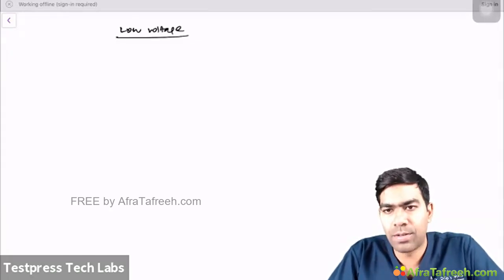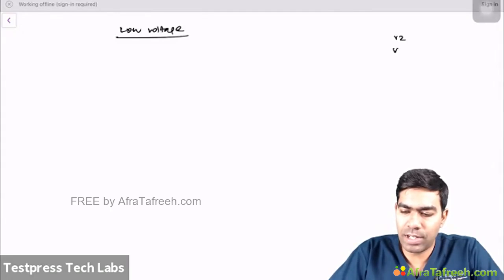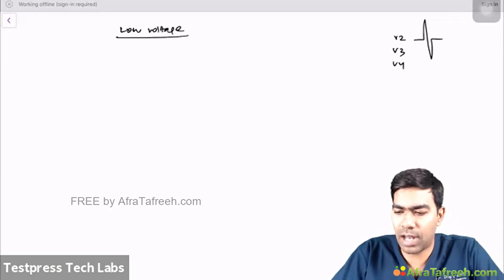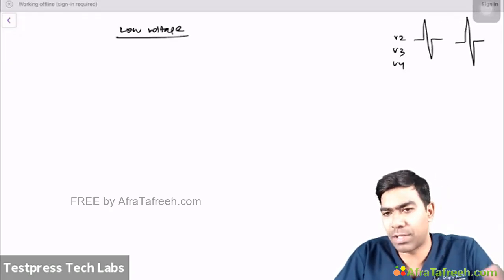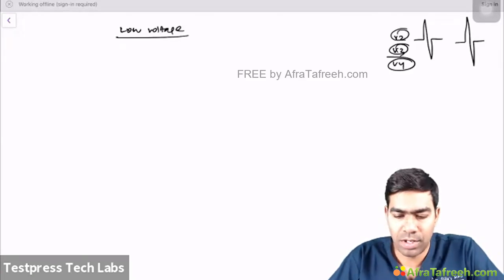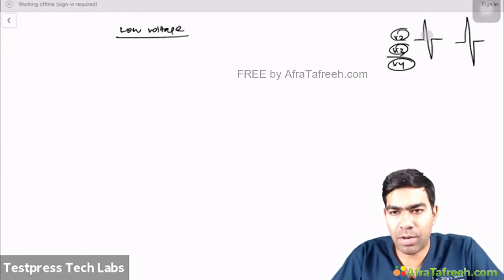Well, I'll tell you, in V2, V3, V4 you'll typically be seeing big biphasic complexes like this. It will be large, and you will see biphasic complexes like this in V2, V3, and V4. And that's a sign of biventricular hypertrophy. Yes, correct.